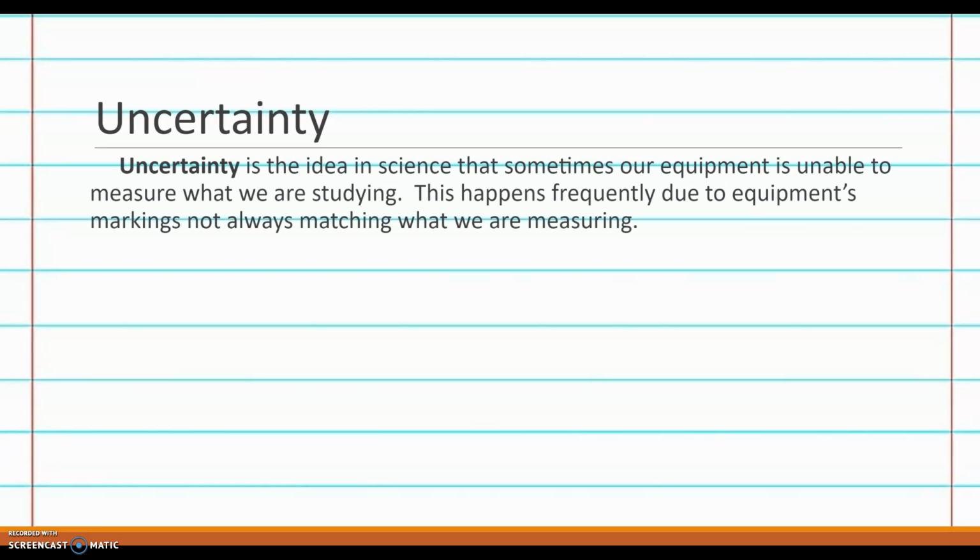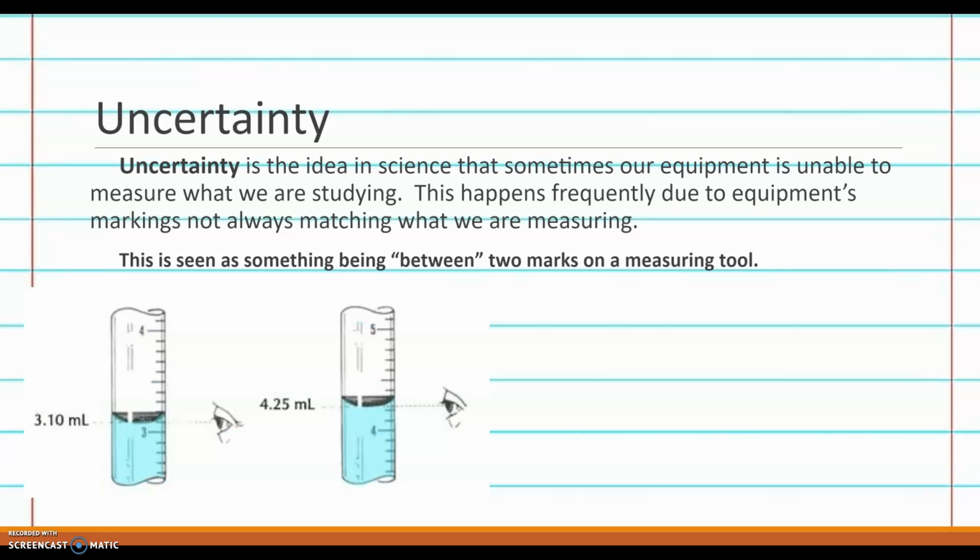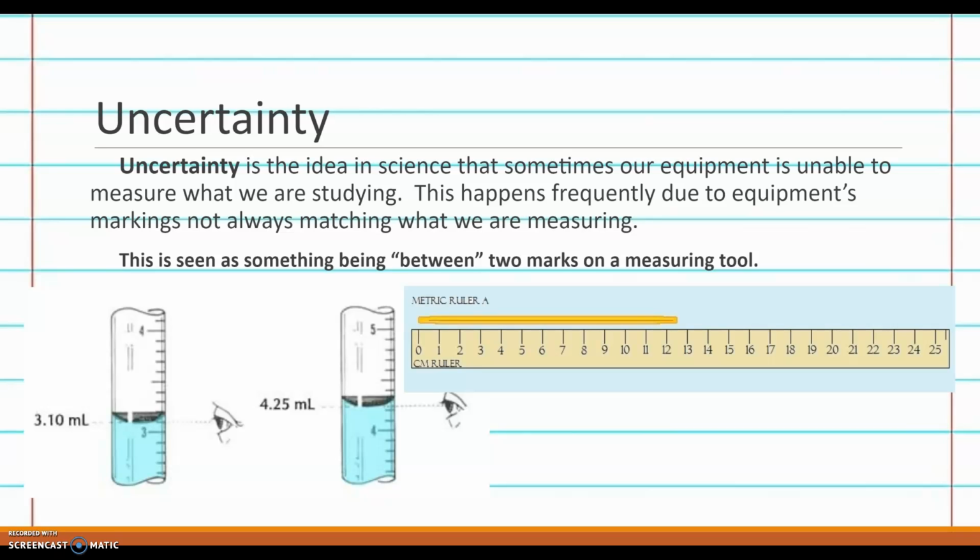Now, uncertainty, another new word. This is the idea in science that sometimes our equipment is unable to measure what we are studying. This happens frequently due to equipment markings not actually matching what we are measuring. This is seen as something being between 2 marks on a measuring tool. For example, if we look at the meniscus in these 2 measurements, take a look at this stick's measurement.